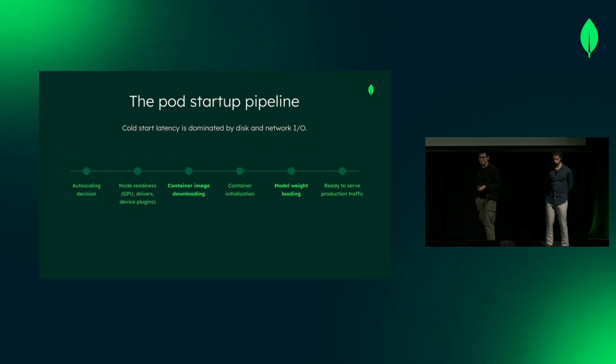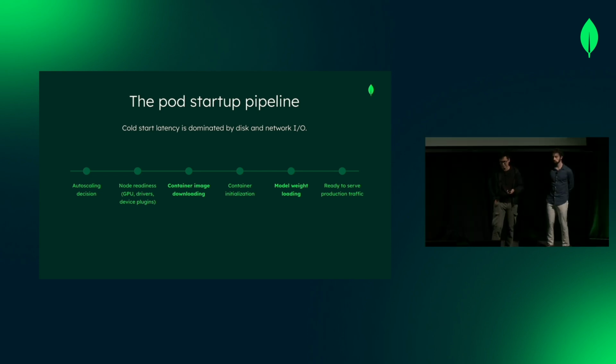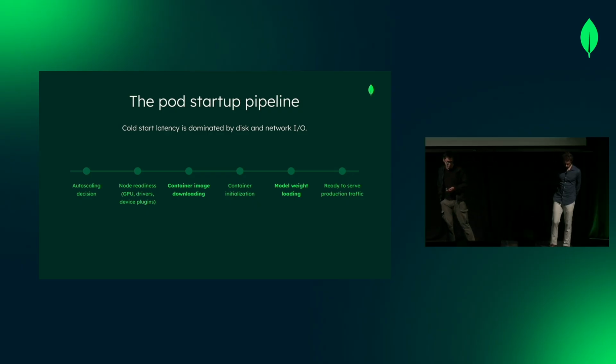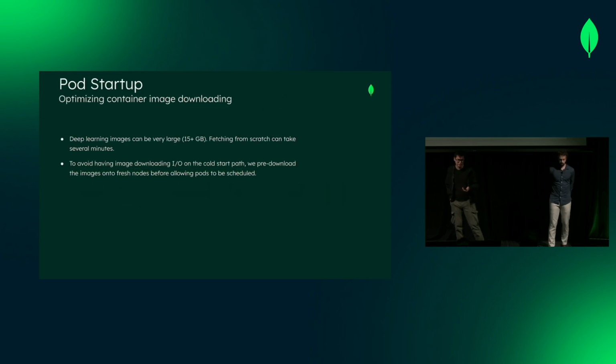So there are several steps in the pipeline to actually start up the pod. The core insight here is that the cold start latency is significantly dominated by I/O, and particularly disk and network I/O. And the reason for this is two steps of the pipeline in particular. The first is that you need to download the container images before you can run them. And then the second is that you have to fetch the model weights beforehand. And so in the next couple slides, I'll walk through how we optimize these two steps that were heavily I/O bottlenecked.